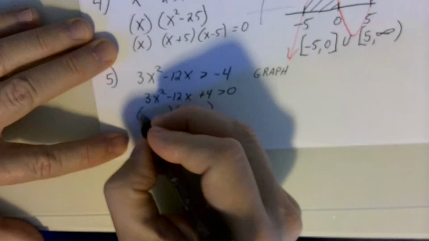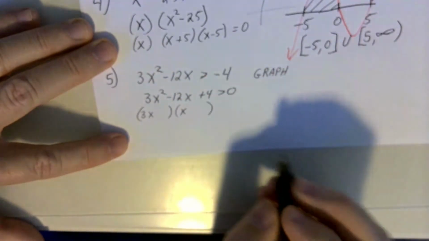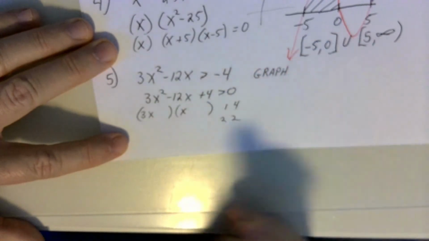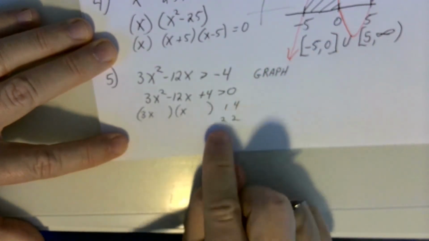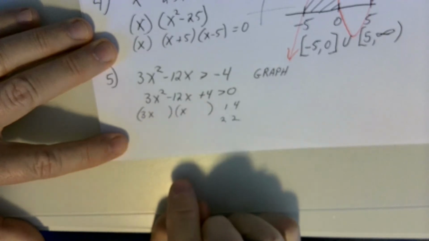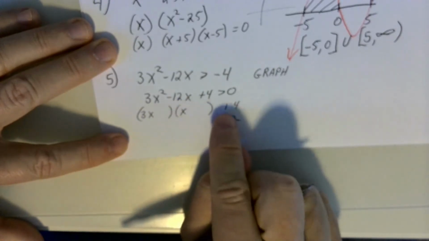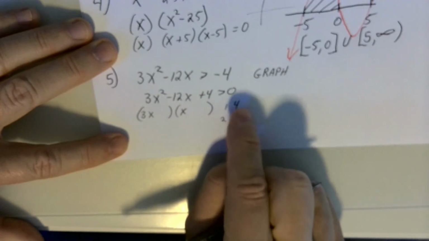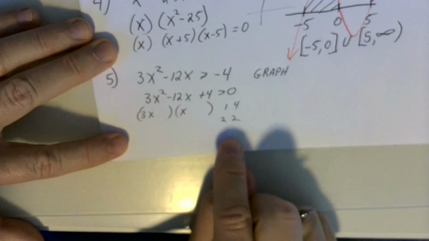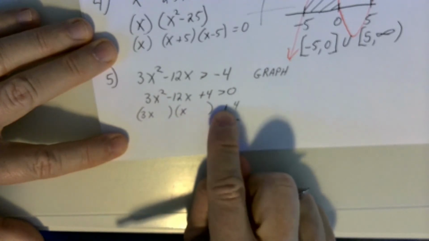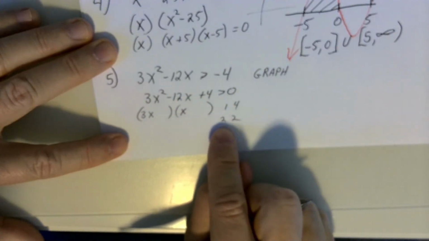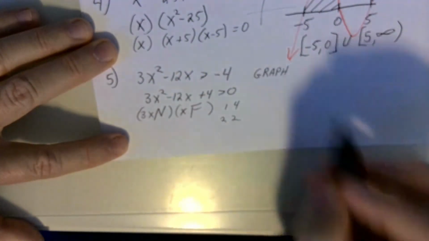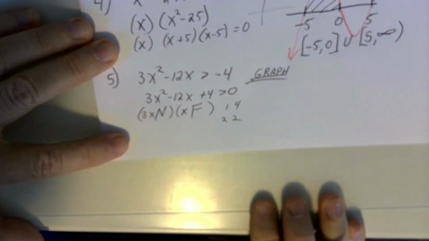Okay, so 3's factors are 3x and x. Factors of 4 are 1 and 4 and 2 and 2. And I need to be able to triple one of these numbers and then have a difference of negative 12. And you can see that if I triple the 4, I get a 12 and a 1, but they differ by 11, or actually, I need them to add up to it. So 12 and 1 is 13, and 6 and 2 is 8. So this is not factorable, which means if we want those solutions, we're going to have to graph it.